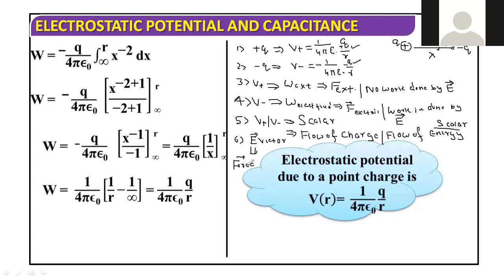Now the next point, point number 7: potential is the property of a point in the electrostatic field. So potential is the property of the point, and our point was point P. So potential is the property of the point P in the electric field.